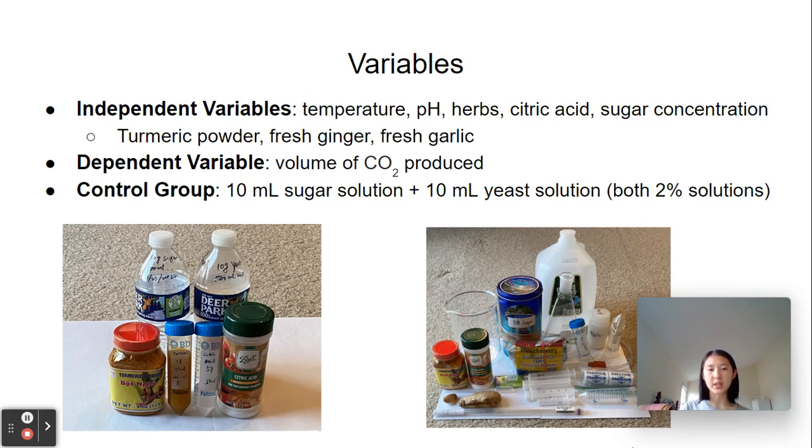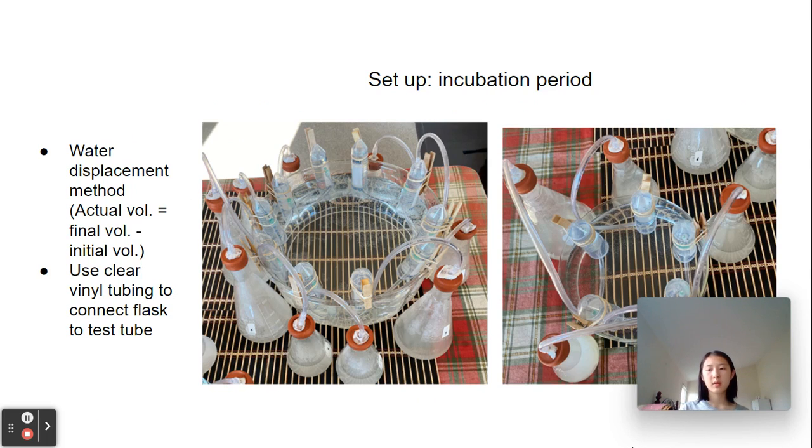The variables I tested were temperature, pH, herbs, citric acid, and sugar concentration. What I measured was the volume of carbon dioxide produced. Through the water displacement method, I found the volume of carbon dioxide that was produced. Using clear vinyl tubing, I connected the flask to the test tube.